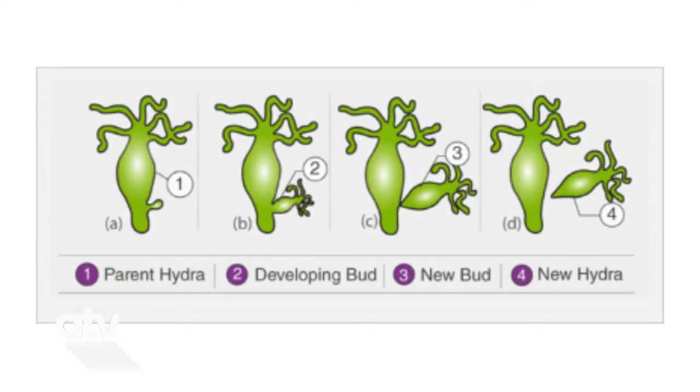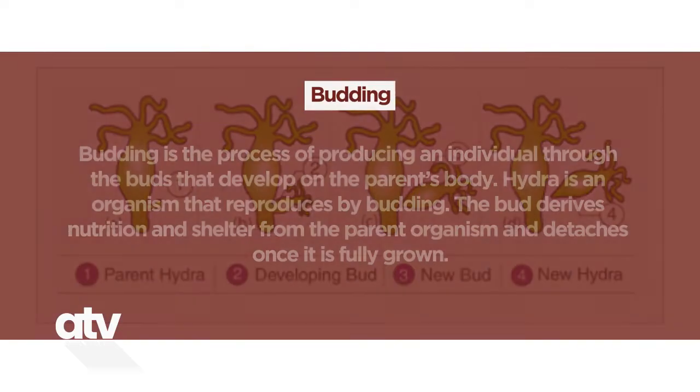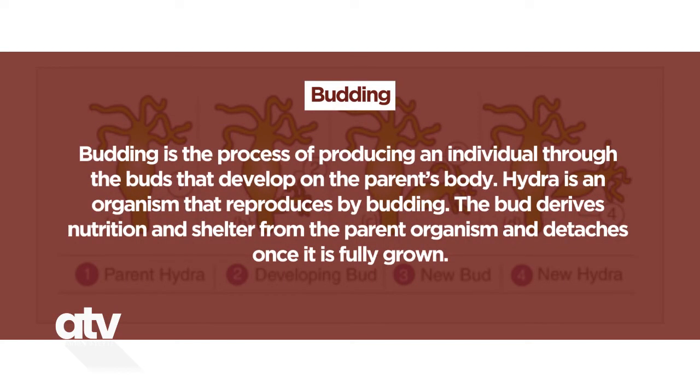Second is budding. Budding is the process of producing an individual through the buds developed on the parent's body. Hydra is an organism that reproduces by budding. The bud derives nutrition and shelter from the parent organism and detaches once it is fully grown.